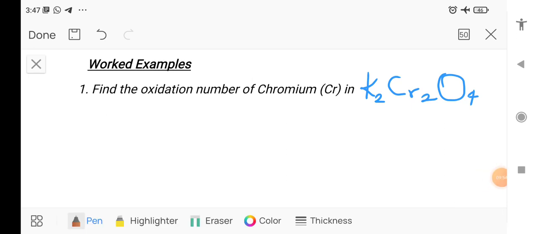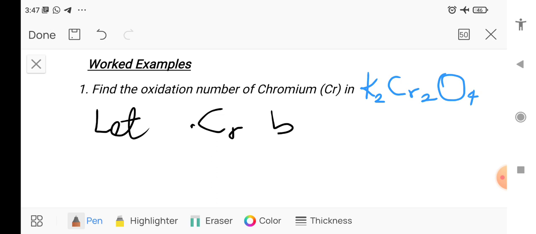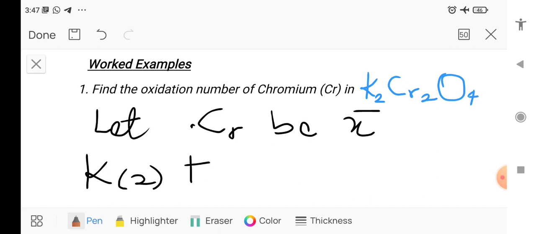So to do this, we say let Cr, which is chromium, our unknown, be X. And we already know that the oxidation number of elements in group 1 is +1, and the algebraic sum of all the oxidation numbers of atoms in a molecule or elements within a compound is equal to 0.